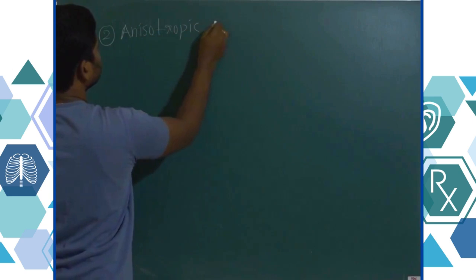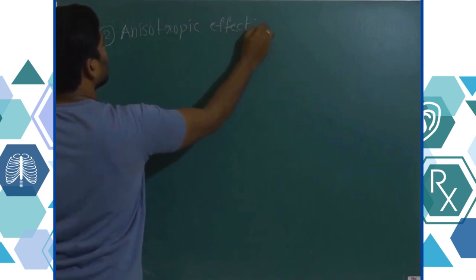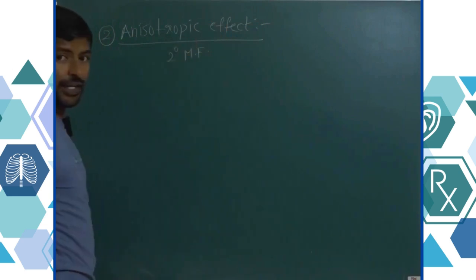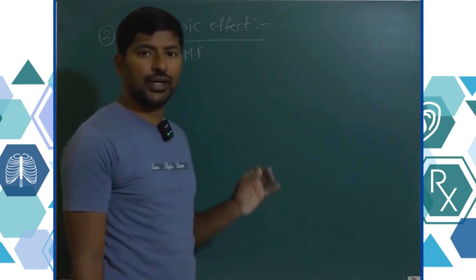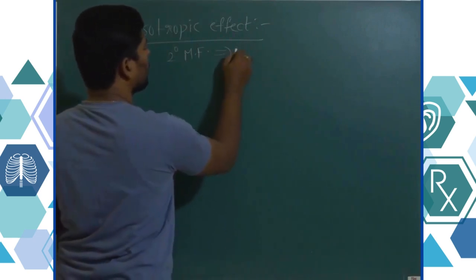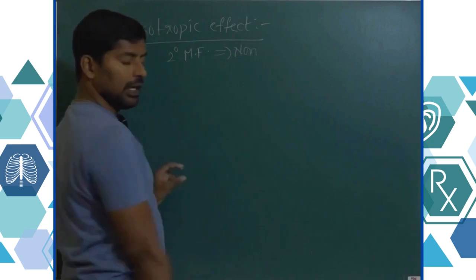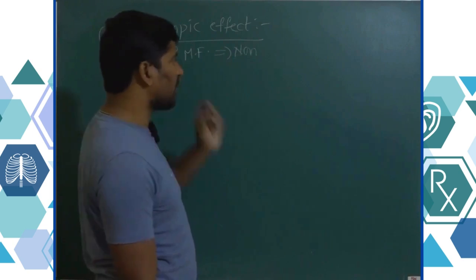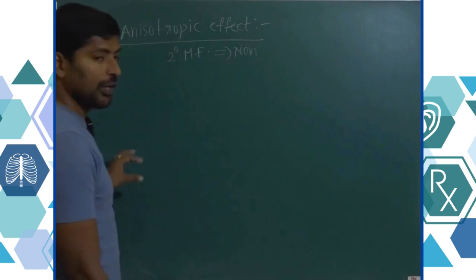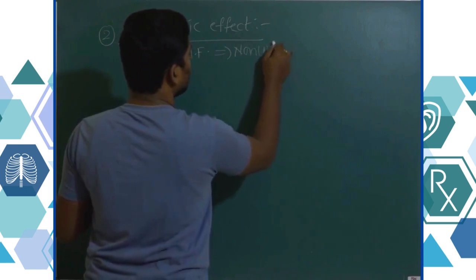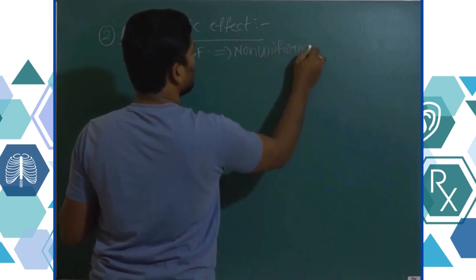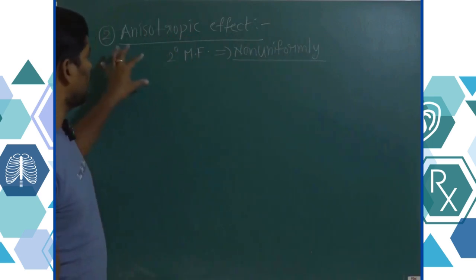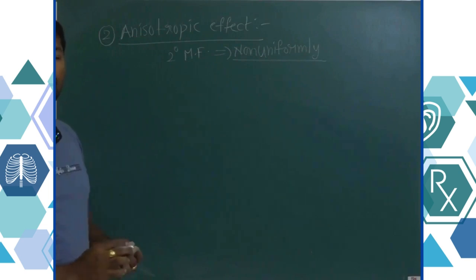Anisotropic effect is nothing but the distribution of secondary magnetic field, or induced magnetic field, non-uniformly throughout the molecule. You know, the electron cloud, the electron behaves like a teeny magnet. It also produces some magnetic field that is called secondary magnetic field or induced magnetic field. If that secondary magnetic field is not distributed uniformly throughout the molecule, such an effect is called anisotropic effect.